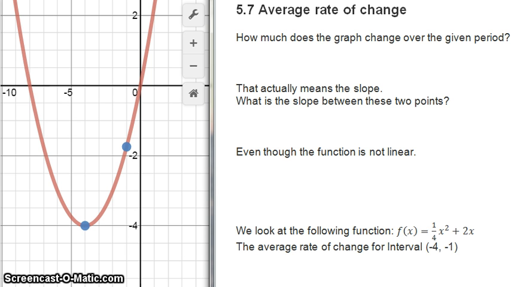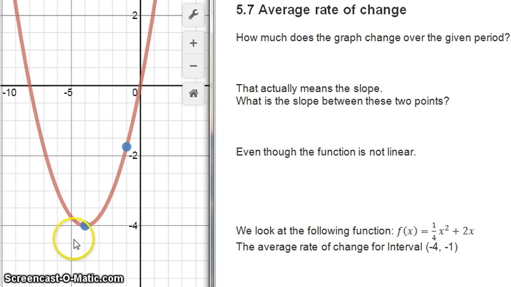If you see our graph on the left side, it's a quadratic function, 1/4 x squared plus 2x. And we're going to look at the interval -4 to -1. The interval gives us two x values, and these two x values are the points that we're going to look at. If you look here in the graph, -4 and -1.